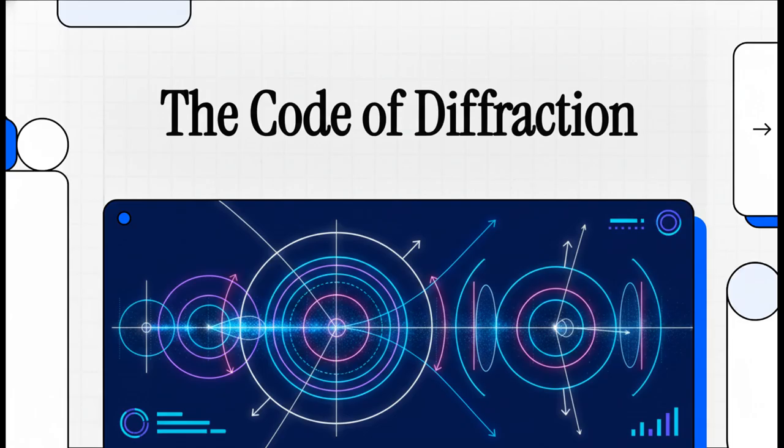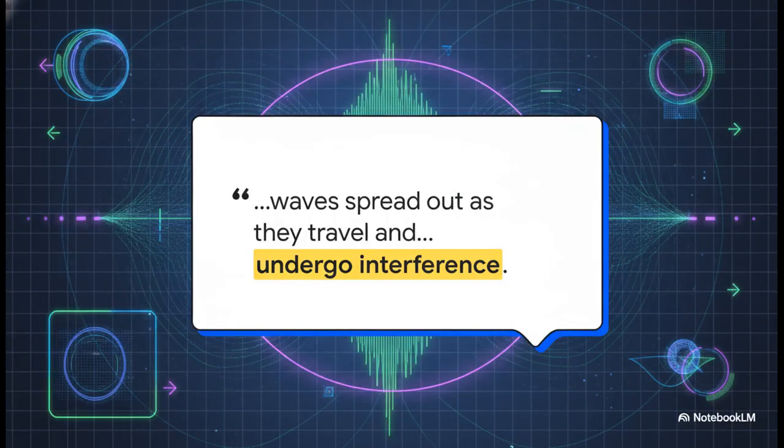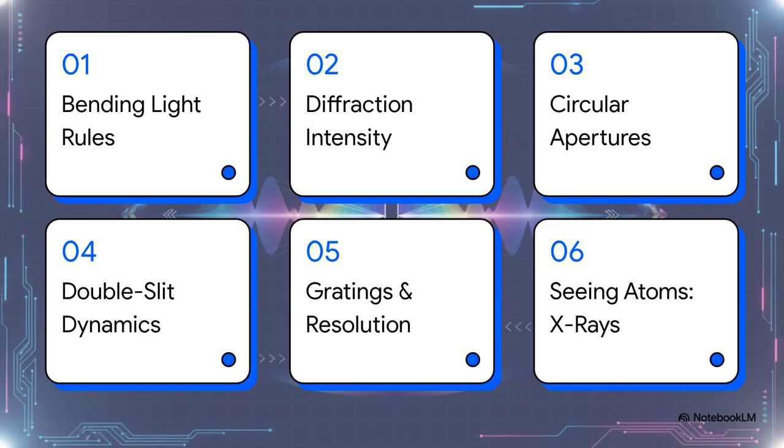We are decoding diffraction. Listen to this. It's basically the source code of the universe. When waves encounter an edge, an obstacle, or an aperture, those waves spread out as they travel and, as a result, undergo interference. This is called diffraction. This flaring out, this rippling spread, it's the underlying mechanism for so much of the technology and natural phenomena all around us. Here is our roadmap for today's explainer.